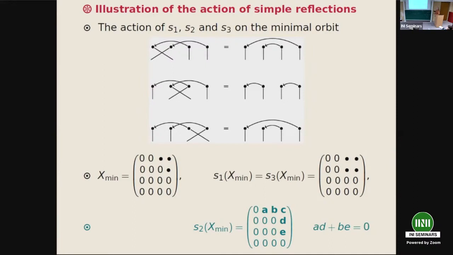But if you apply this one, you have possibly 5 non-zero elements, but the condition that the square is equal to 0 is quadratic. So this is a quadratic cone times the parameter c. So you see here that these closures of orbits are not smooth in general. Okay.